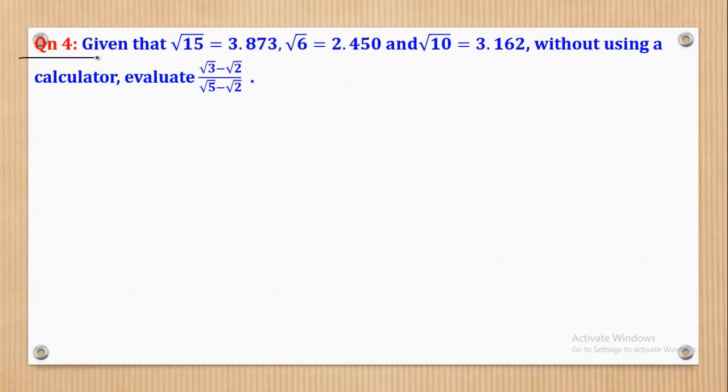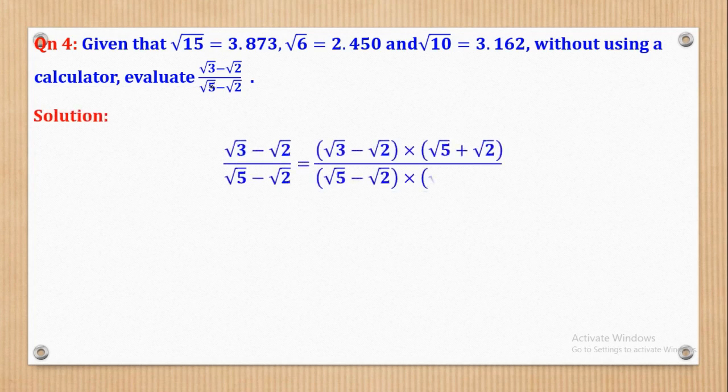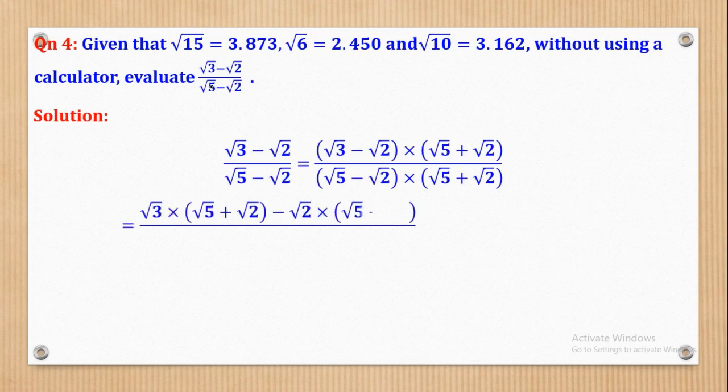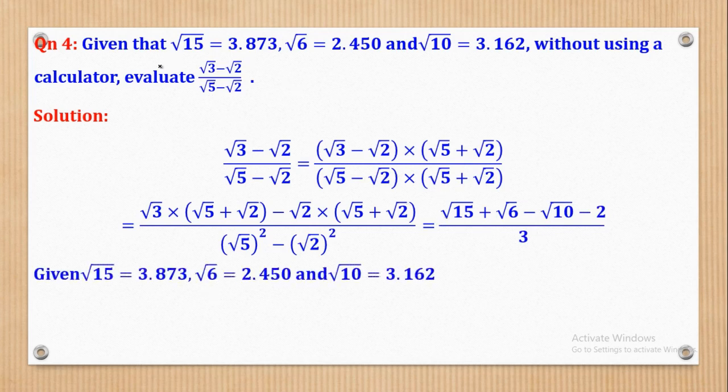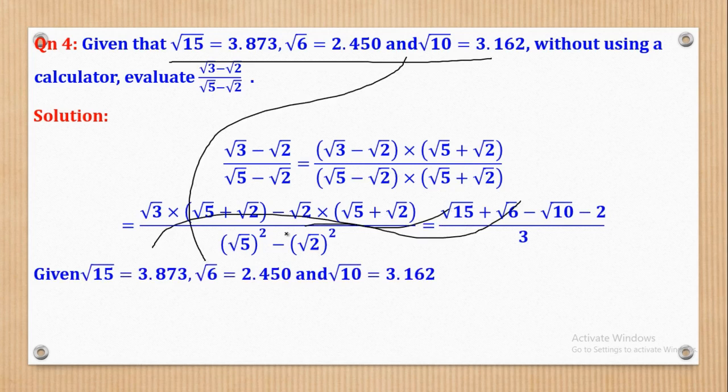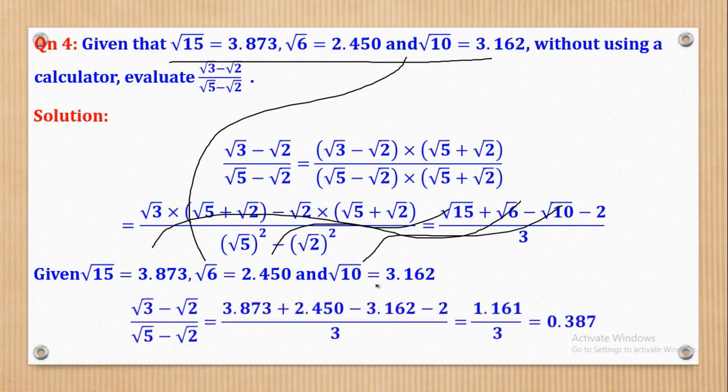Now we shall go to question 4, which is that given that root 15 is that, root 6 is that, and root 10 is that, without using calculator, evaluate this. So first is to rationalize and then expand both the numerator and also the denominator, then simplify to come up with that. Then from there, remember these initial values given, so I'll substitute for root 15, substitute for root 6, substitute for root 10 to come up with what is required, and that will be 0.387.